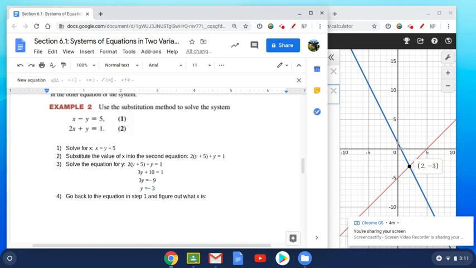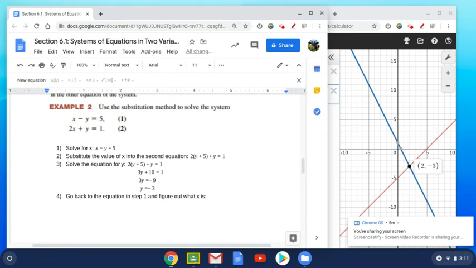All right. So that is how you solve by graphing. If you would like to solve all of these by graphing, you are welcome to do that, but I am going to show you a couple other methods that you can use. So for example 2, we are going to use the substitution method and see if we get the same answer as we did when we solved by graphing. Okay?